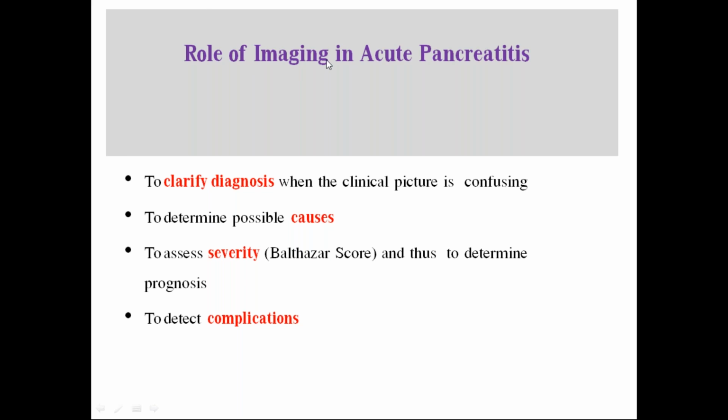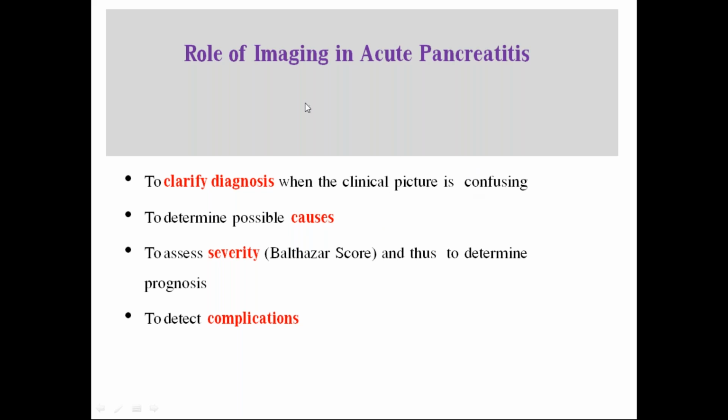So, the role of imaging is to clarify the diagnosis when the clinical picture cannot clearly separate other emergency diagnoses, and to determine the possible causes. To assess severity, there is a CT grading system known as Balthazar, the CT severity index, and it also detects complications. So how to determine the possible causes?